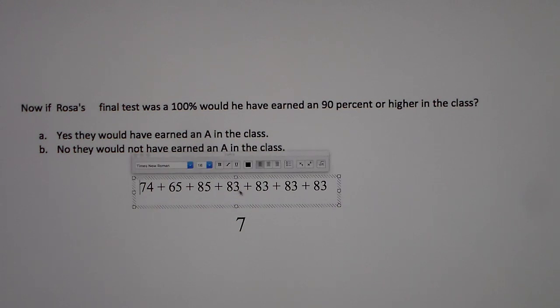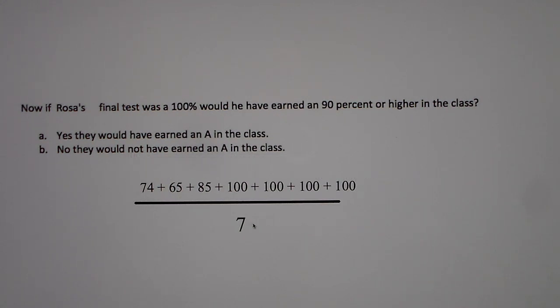So that means all these 83s turn into a 100. So 83 turns into 100. This 83 turns into a 100. This 83 turns into a 100. And this 83 turns into a 100. We divide by 7 because there's 7 test grades altogether. We put that into the calculator and we'll see if we get a 90.